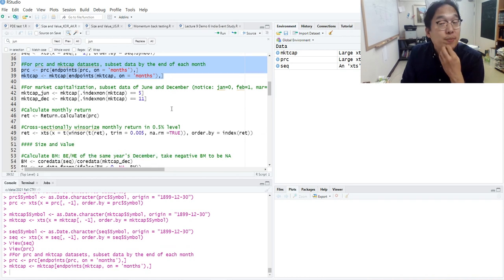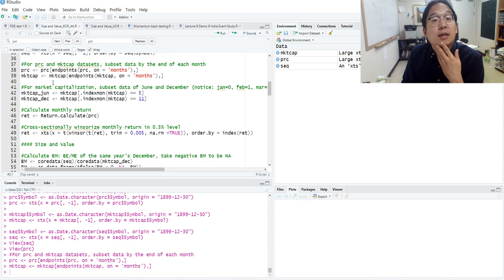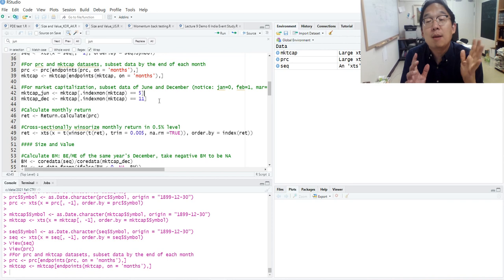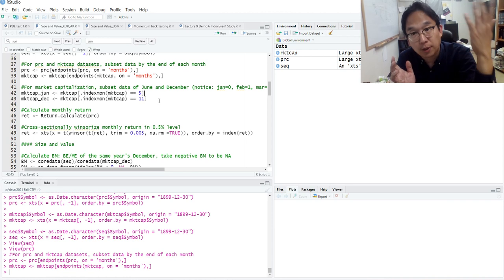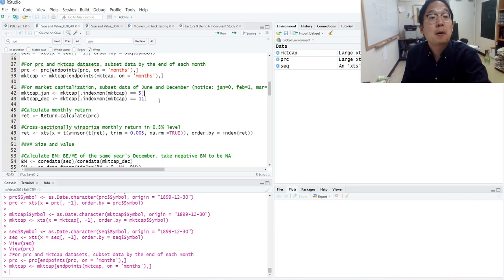And then, because we are going to do June rebalancing, okay? We're going to take the June values for market capitalization. Subset data for June and December are needed right now. Okay. Remember, market cap of December is used to calculate the book to market data. Okay, book to market. And then the June, we need this for our size variable, right?